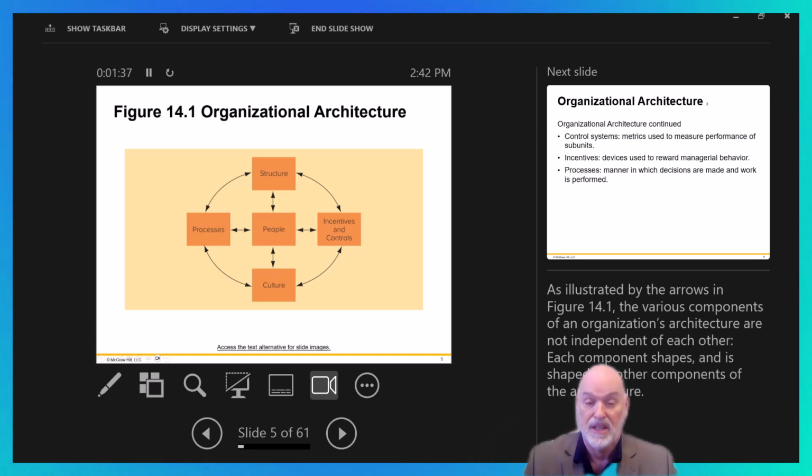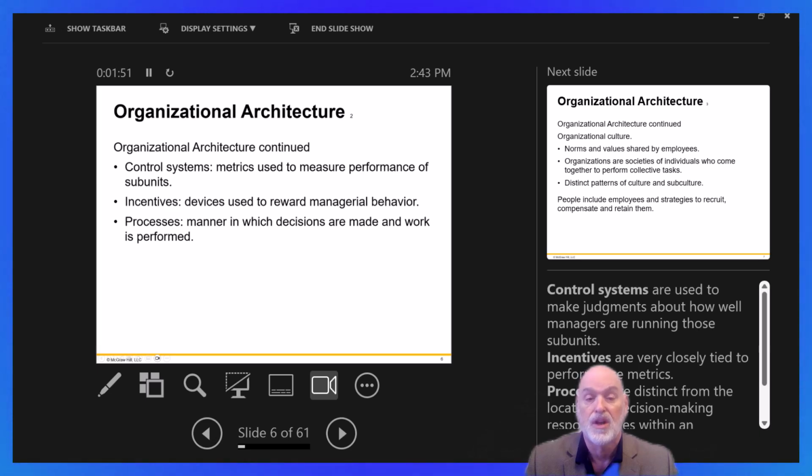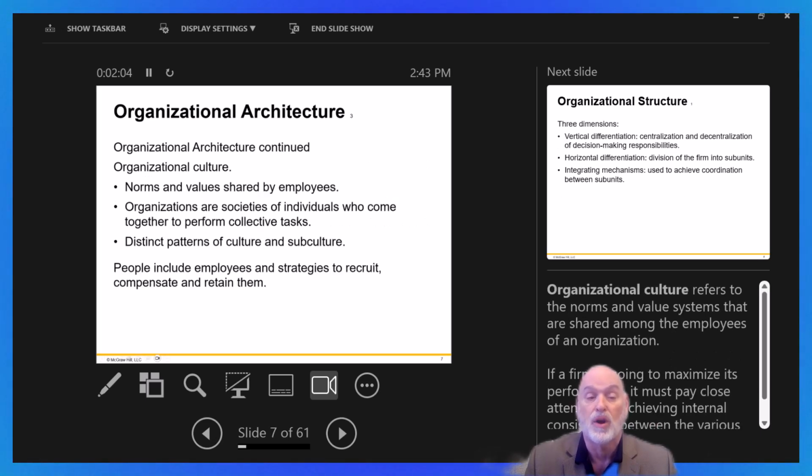We can see the circular nature. We've got the structure, and it leads to and goes back to incentives and controls. The same thing with culture, same thing with processes, and in the center, back and forth to the people. Control systems are the metric used to measure performance of subunits. Incentives are devices used to reward managerial behavior, and the processes are the manner in which decisions are made and work is performed.